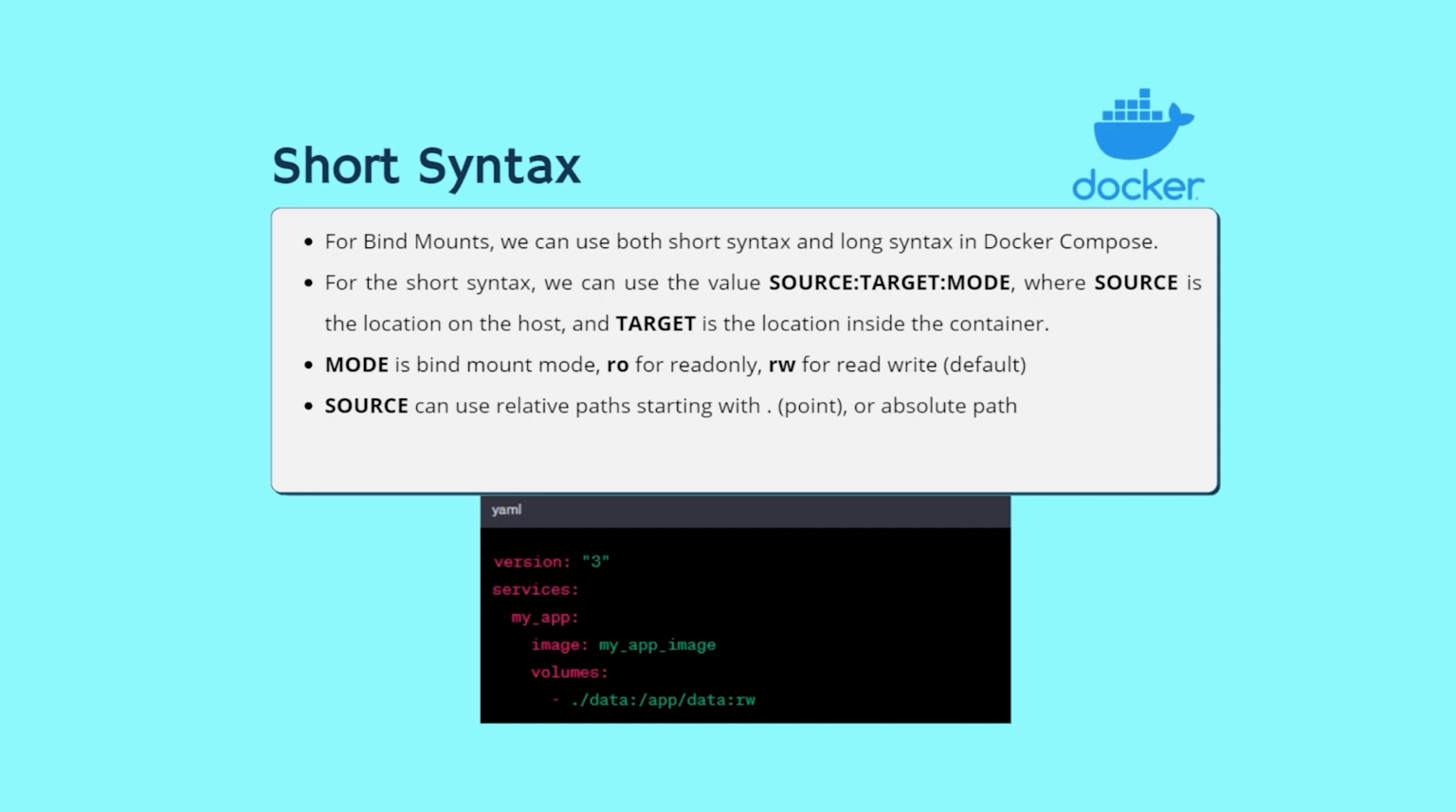Short syntax. For bind mounts, we can use both short syntax and long syntax in Docker Compose. For the short syntax, we can use the value source:target:mode, where source is the location on the host and target is the location inside the container. Mode is the bind mount mode, ro for read-only, rw for read-write, which is the default. Source can use relative paths starting with a dot or absolute paths.